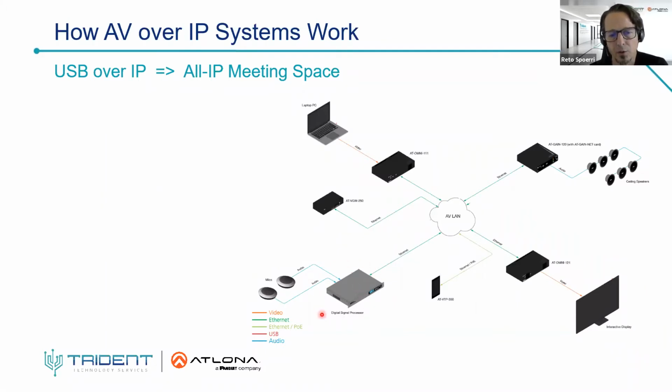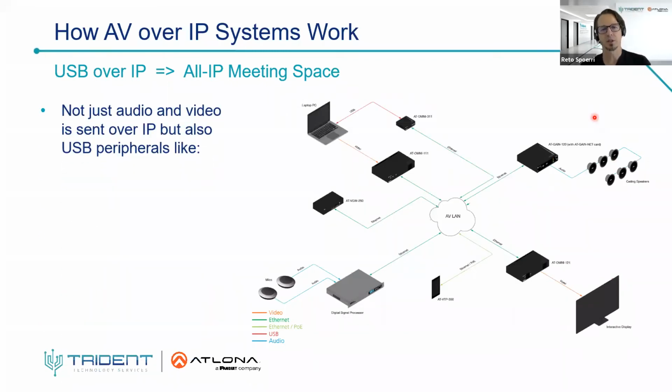So then the audio processor mixes and levels all the signals. In case of a video conference, it will also take care of the echo cancellation, for instance, and then sends the audio over the network to the amplifier, where again it goes to the speaker.